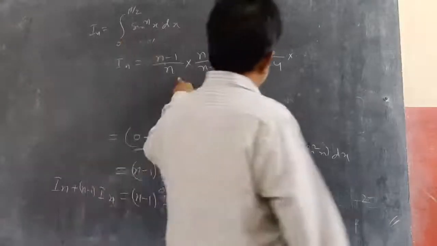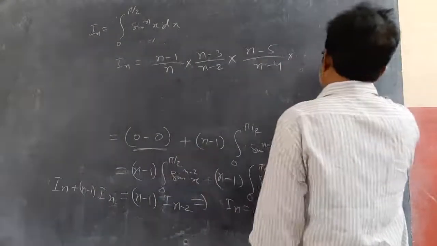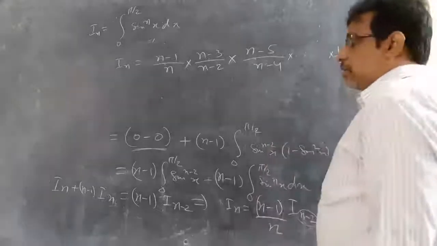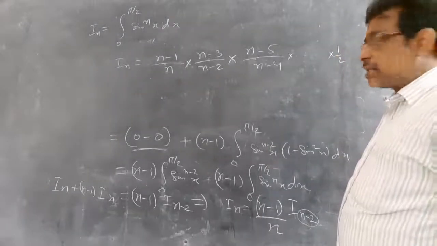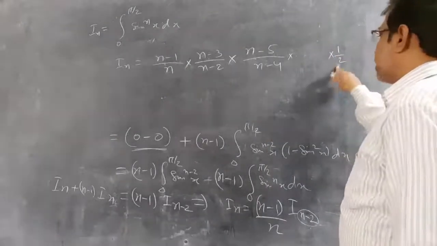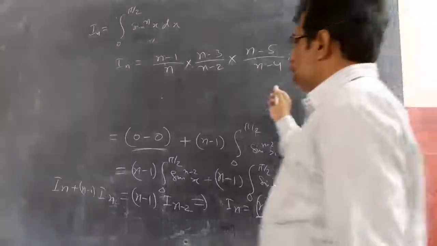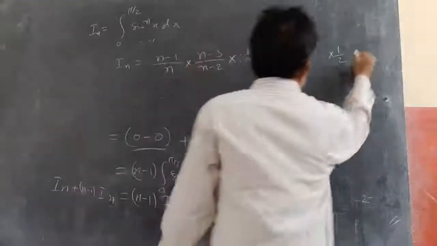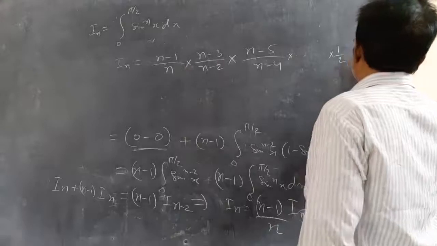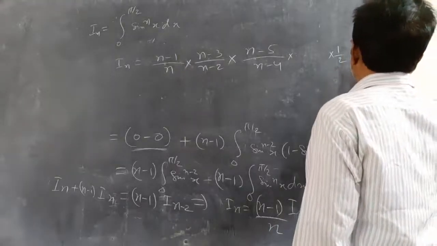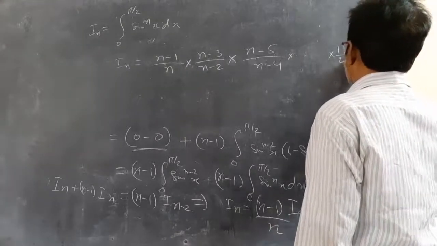If n is even, you will get 1 by 2 in the last, so automatically into pi by 2.